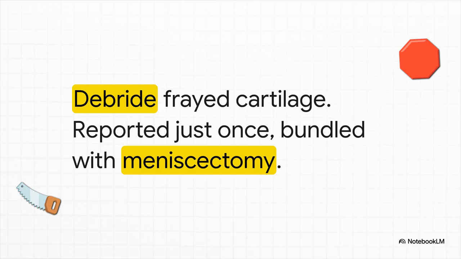Then there's code 29877, chondroplasty. That's debriding the frayed edges of articular cartilage. First off, you only report this once per surgical encounter, totally regardless of how many compartments the surgeon works in. But furthermore, if this motorized shaving is done alongside those meniscectomy codes we talked about, 29880 or 29881, only the meniscectomy code survives the billing edit. The chondroplasty gets entirely bundled right in.